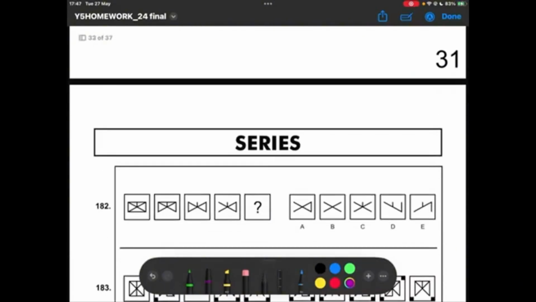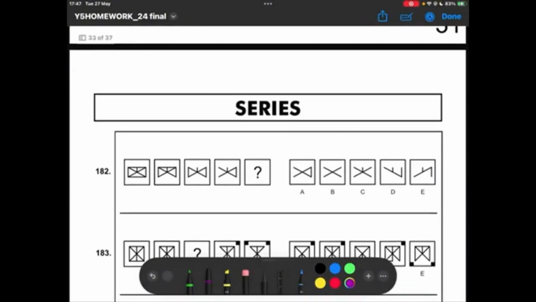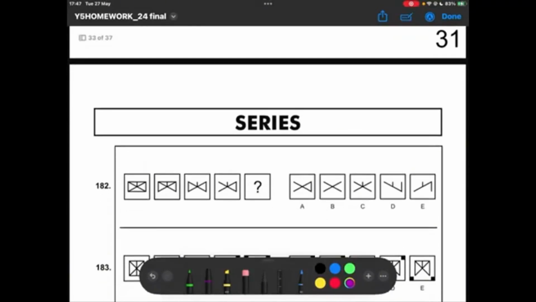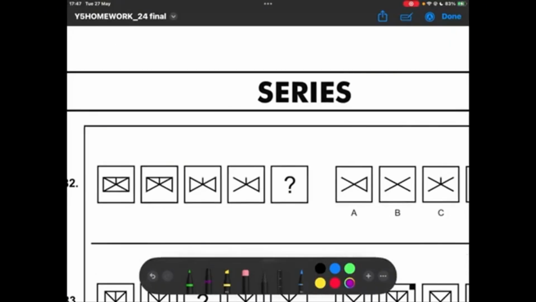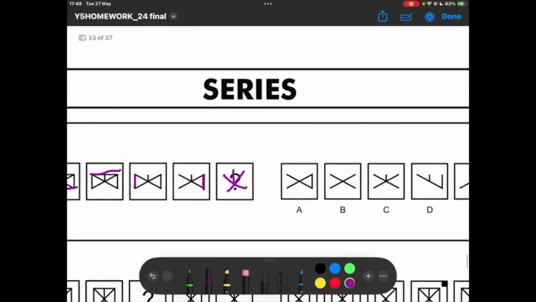Next question. So here we've now got the series questions. So we lose a line each time. Here we've lost the bottom line, then we've lost the top line, then we've lost the line on the left, and then I'm assuming we're going to lose the line on the right. So we're just going to be left with that. So the answer is C.